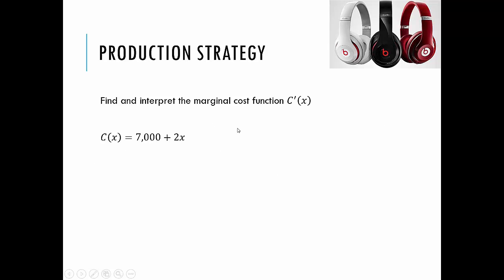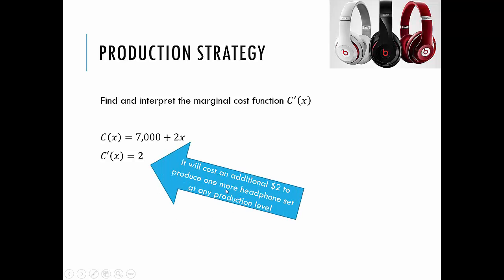How do you find marginal cost? You take the derivative. The derivative of 7,000 is 0. The derivative of 2x would just be 2. So what this means is it would cost an additional $2 to produce one more headphone. Notice this is at any production level because we lost all of our variables here. Okay, so again, the interpretation is very important that you get this down.